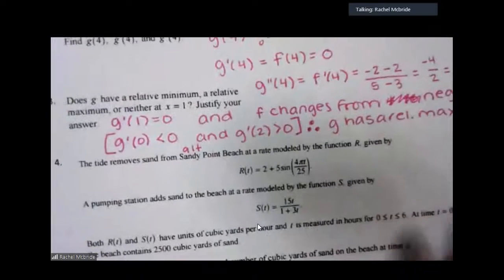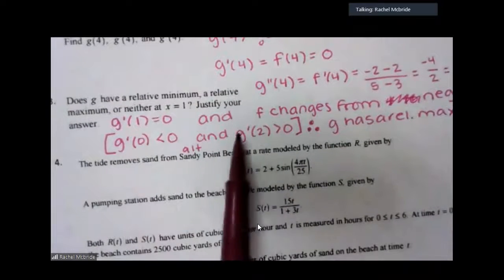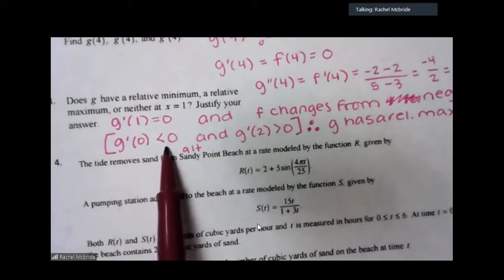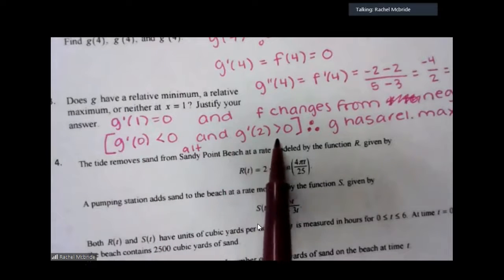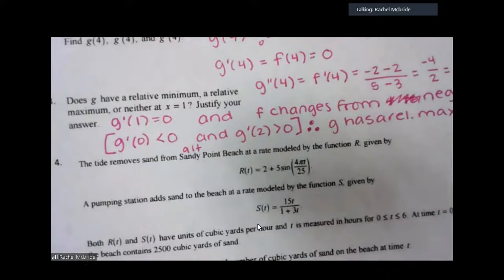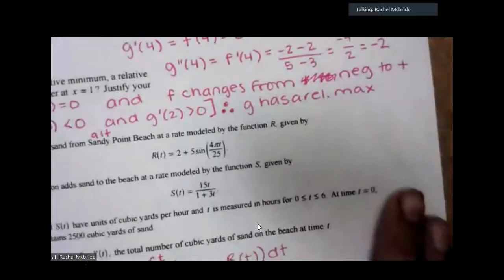If you wanted to talk about the function in terms of g's, alternatively, you could have said g prime of 0 is less than 0, and g prime of 2 is greater than 0, also making g of 1 a relative max.